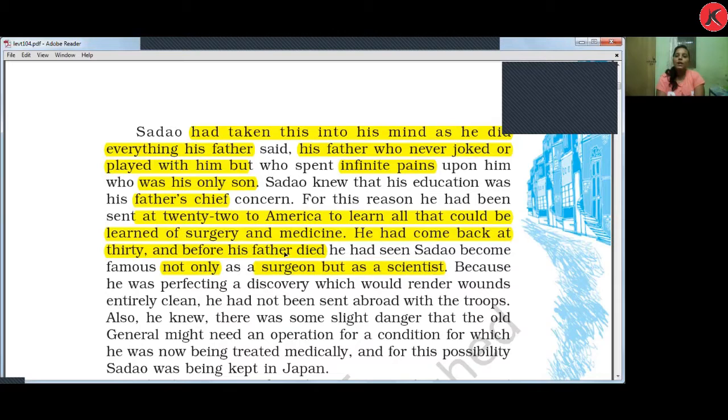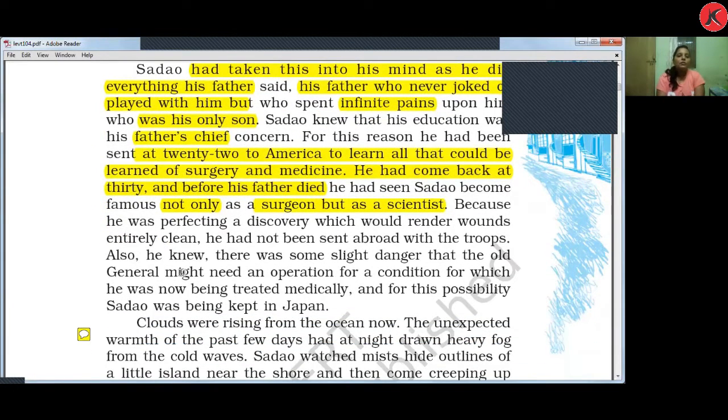Now here we come to know that his father had struggled so much to give education to his only son. You can see the result of the struggle his father had done in the past: the son became a surgeon, and he was very famous not only as a surgeon but also as a scientist in Japan, because he was perfecting a discovery which would render wounds entirely clean. He had not been sent abroad with the troops. So he was not sent abroad with the other troops to the war. The doctors who go to war with the soldiers, he was not sent with them.